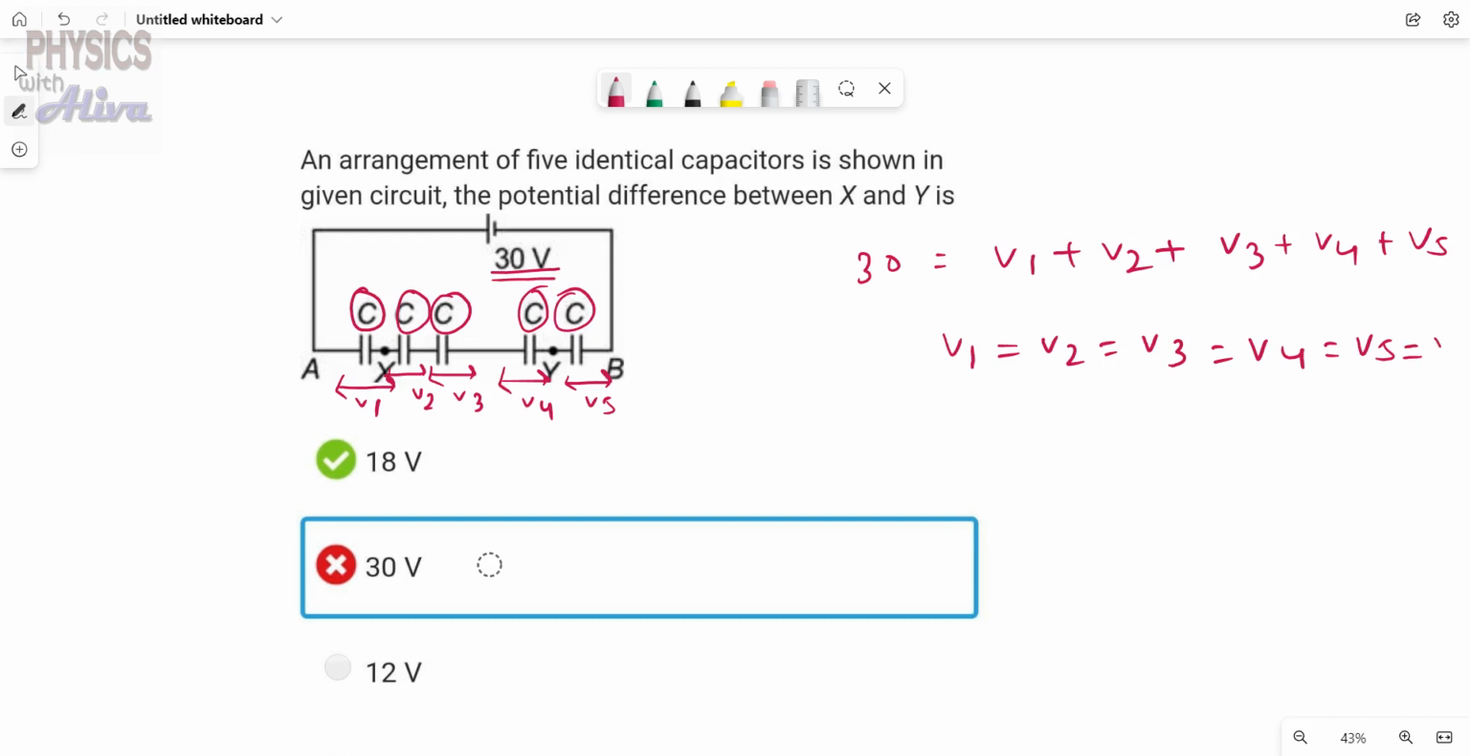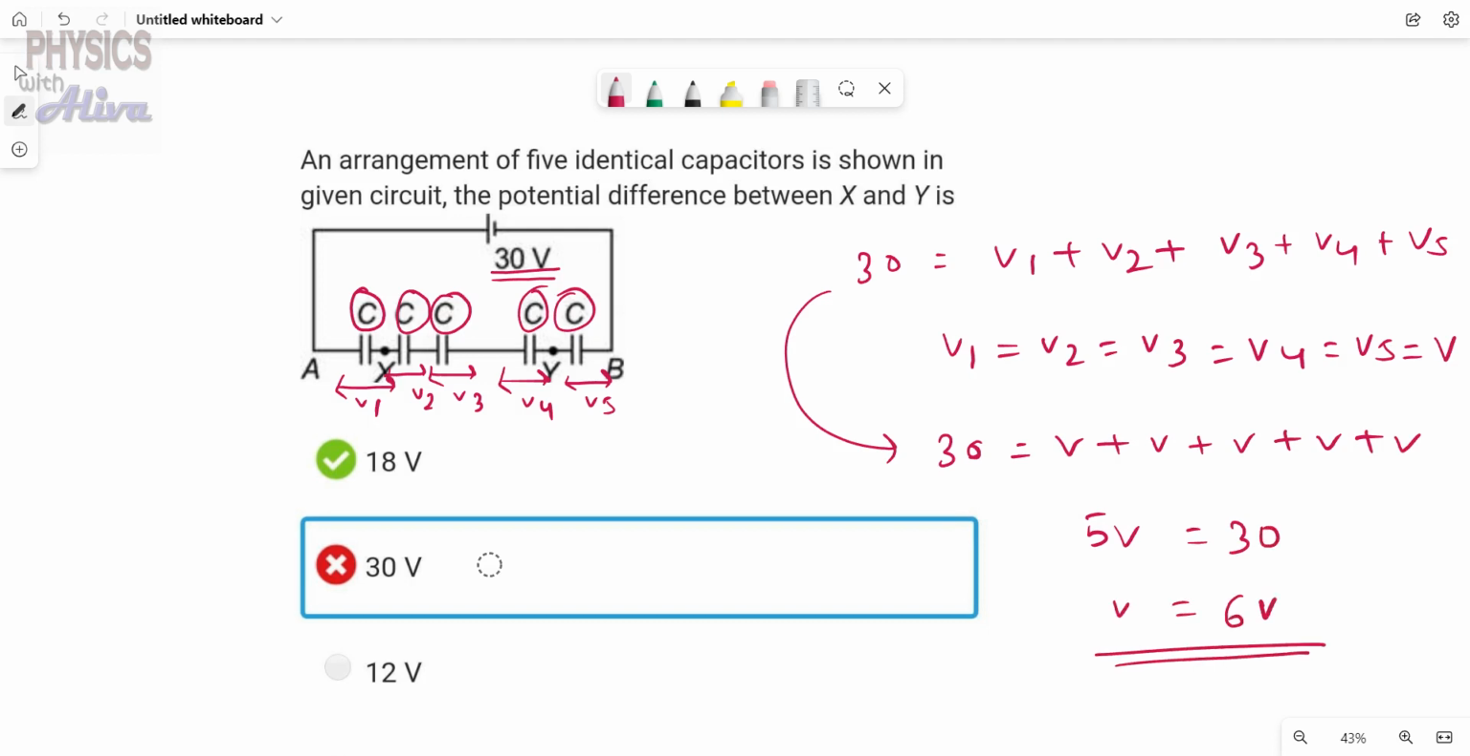So we can write it as V. So from here we write 30 is equal to V plus V plus V plus V plus V. This is 5V is equal to 30. From here we get V equals 6 volt. That means the potential difference across each capacitor is 6 volt, right?